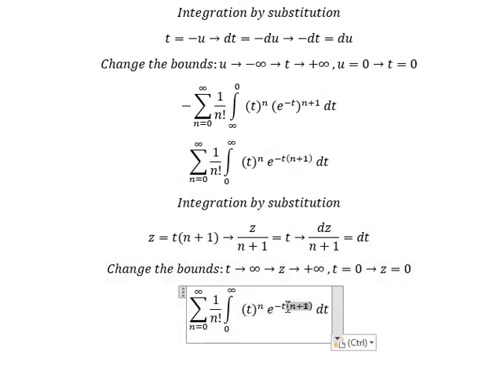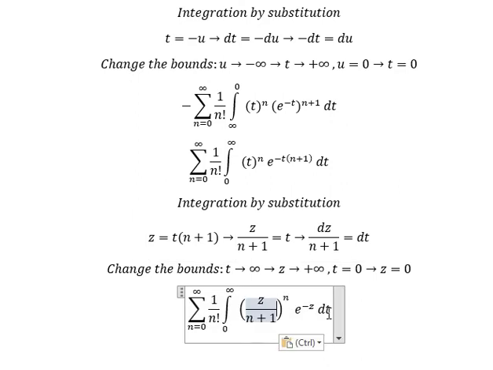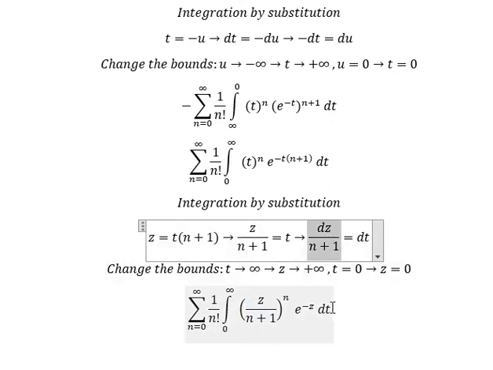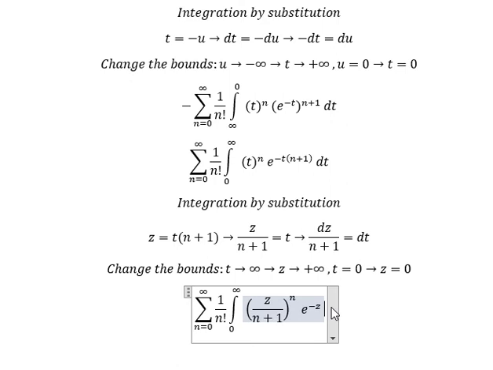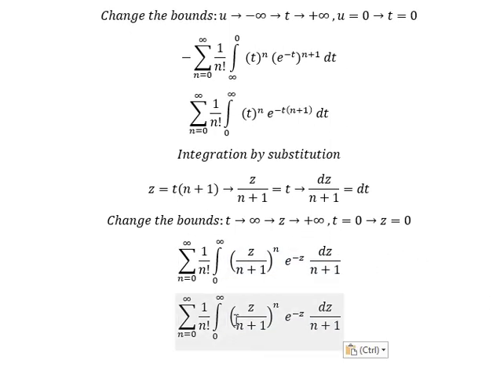So this one we change to z. t we change to this one. And dt we change to this one. Now we simplify everything and we put n plus 1 to the power of n, and n plus 1 goes outside.